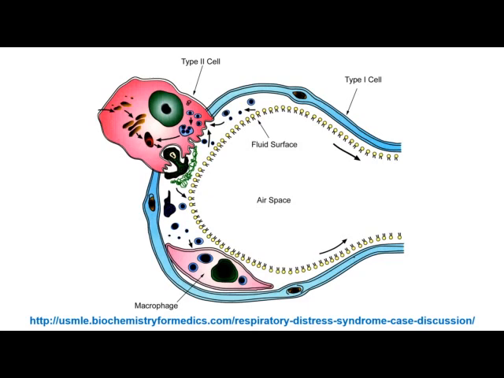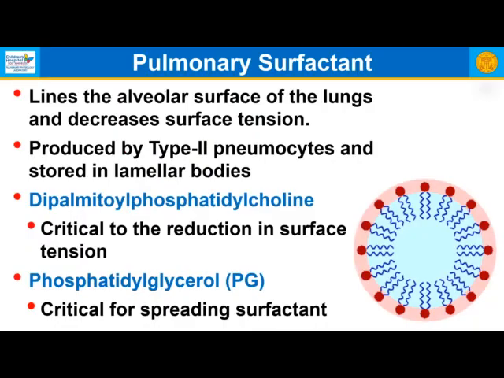Surfactant is made in these type 2 pneumocytes, stored in lamellar bodies, and is released in the alveolus to reduce surface tension. Now, basically, surfactant lines the alveolar surface of the lung, decreasing surface tension, produced by type 2 pneumocytes and stored in lamellar bodies. One component of this, dipalmitoyl phosphatidylcholine, is critical to the reduction in surface tension. Phosphatidylglycerol is critical to spreading of surfactant.